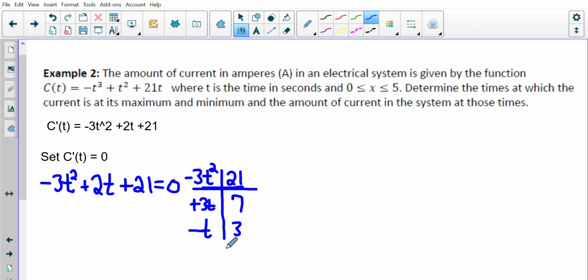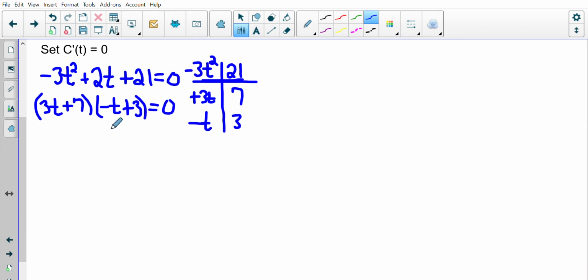So switch it up now. Put a minus sign in front of this t. So 9t minus 7t. So there we go, that's factored. So one of my factors here is 3t plus 7, and the other factor is negative t plus 3, equals 0. All right, so I've got to solve each piece.